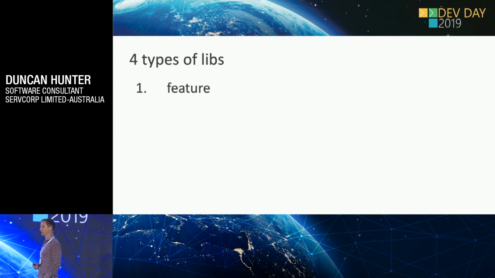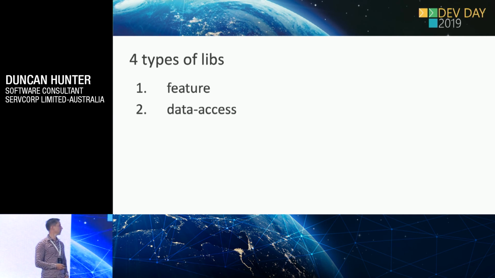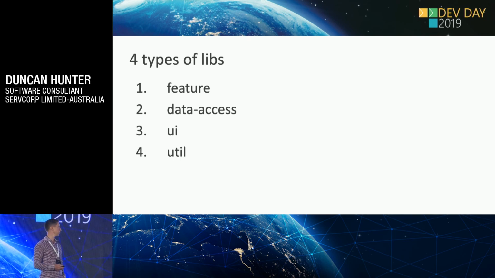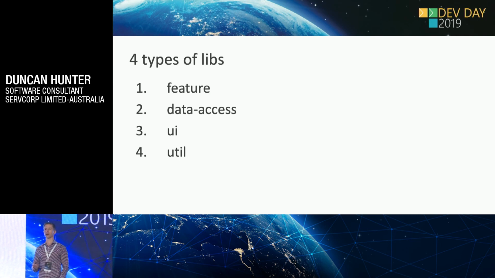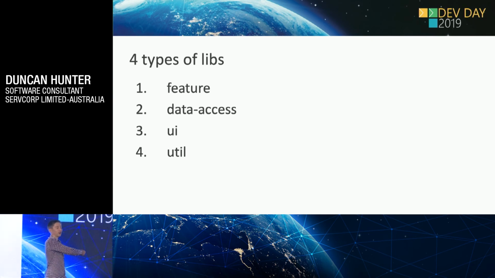The first one's feature libs. This is where you put your container or smart components, your actual logic. There's data access for all your API requests in your JavaScript. There's UI logic for all your DOM or presentational components. And there's utils for all of your JavaScript utilities, so maybe a service that does some calculations or other sorts of things. And this is really easy, I understand this really quickly.